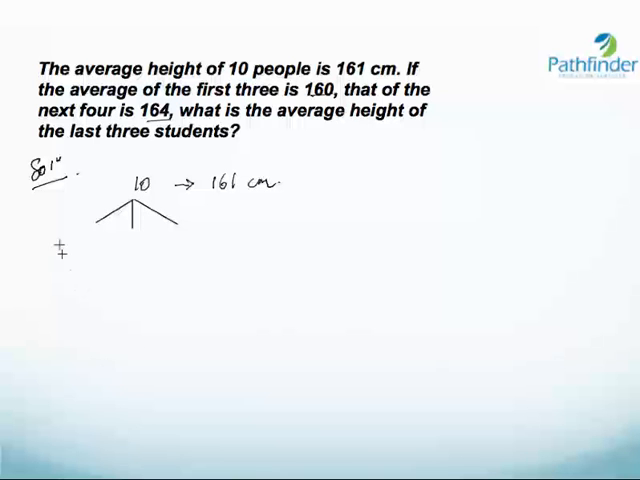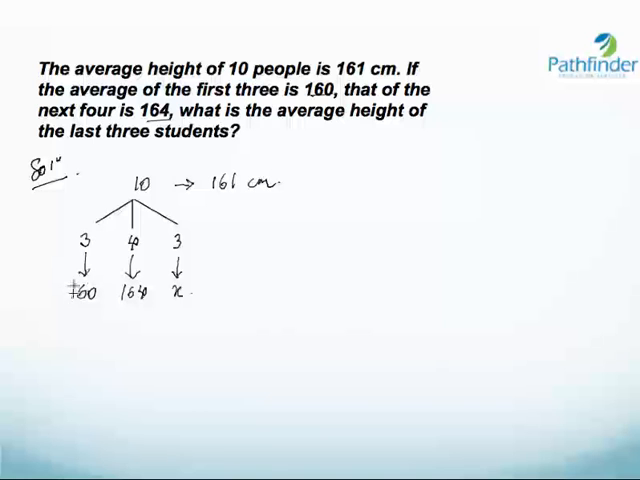The first subgroup has 3 people. The second subgroup has 4 people, and obviously the third subgroup will also have 3 people. Now what is the height of these 3 people? The average height of the first subgroup of 3 people is 160, given to us. The average height of the second subgroup is given to us as 164. And obviously the average height of the third subgroup is not known. This is what we've got to find out.